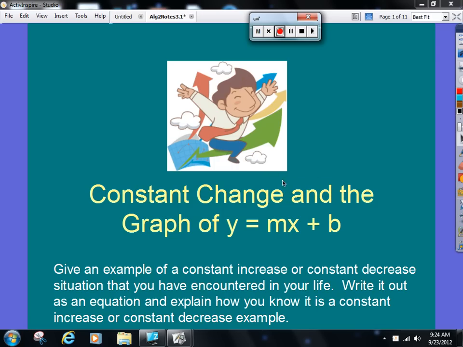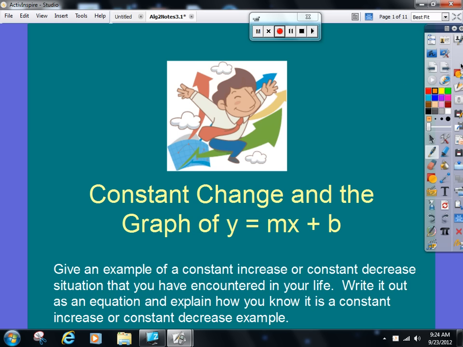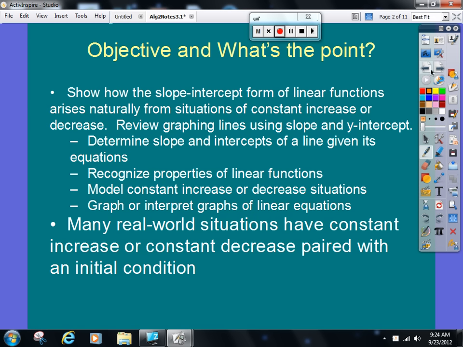Okay, here we are, starting chapter 3. This is constant change in the graph of y equals mx plus b. Here's your first journal choice of the chapter. I'm kind of excited to get this chapter going. It's a lot of review. It's good Algebra 2 stuff, things you've seen before, so I think you're going to like it.